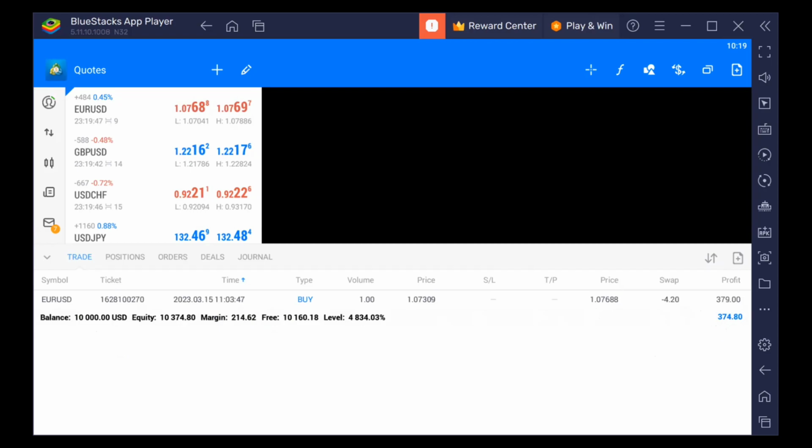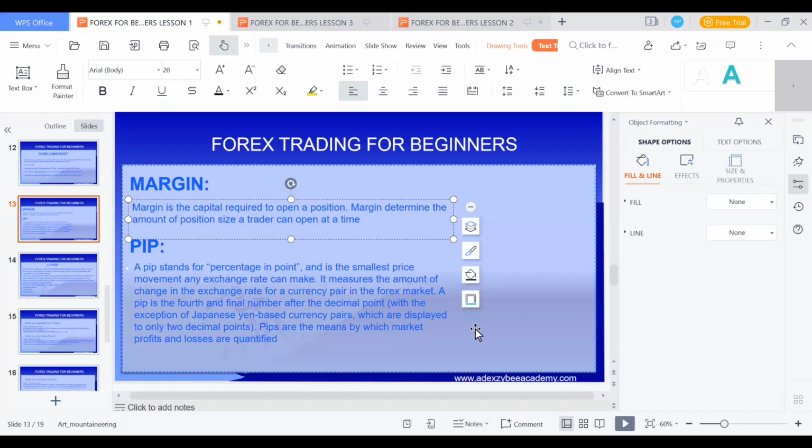That's margin. There's also something called margin call. When you have a margin call, that means you are being called that you are going out of margin, and you should add more money to your account, or else your trade will be closed.